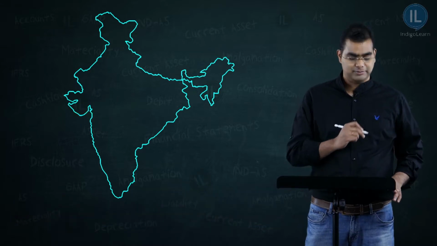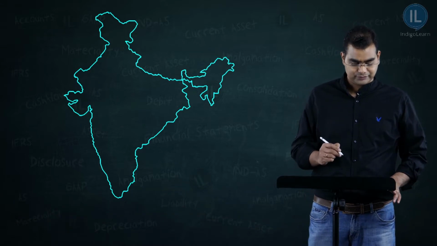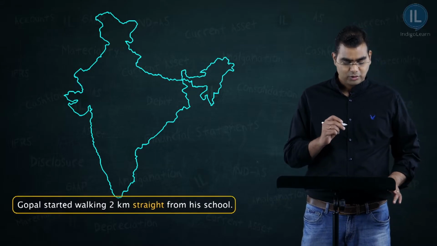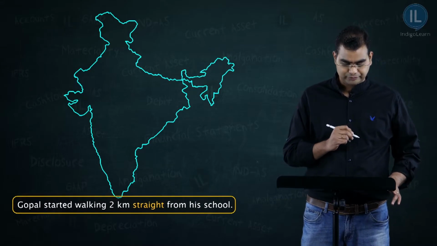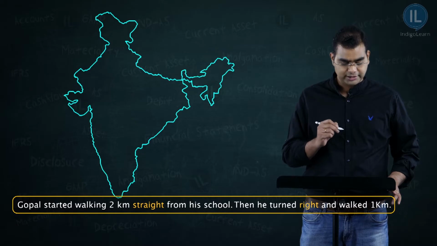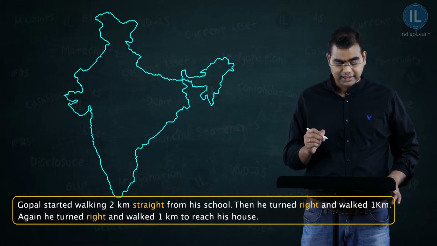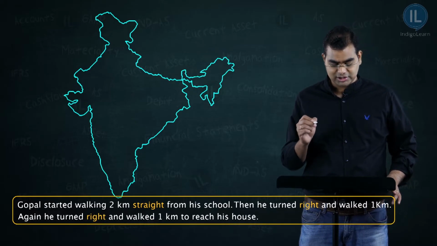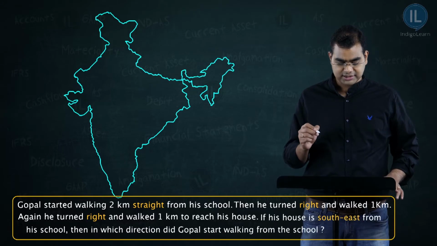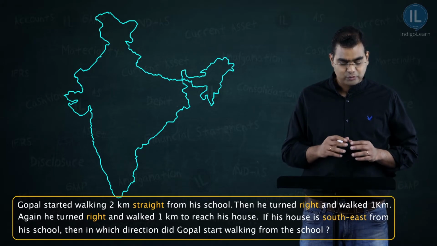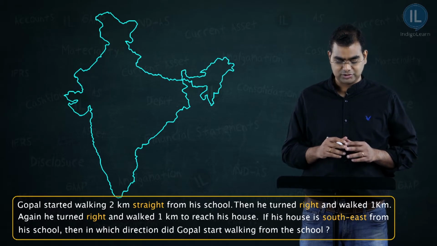So let's look at another problem. This is an interesting one. Gopal started walking 2 kilometers straight from his school. Then he turned right and walked 1 kilometer. Again he turned right and walked 1 more kilometer to reach his house. If his house is southeast from his school, then in which direction did Gopal start walking from the school?